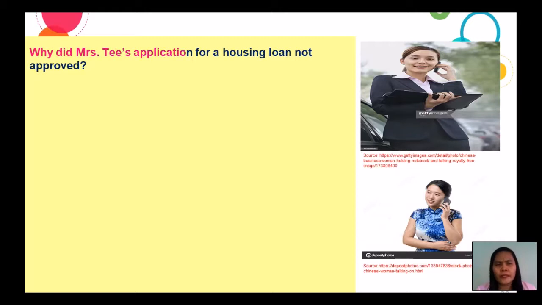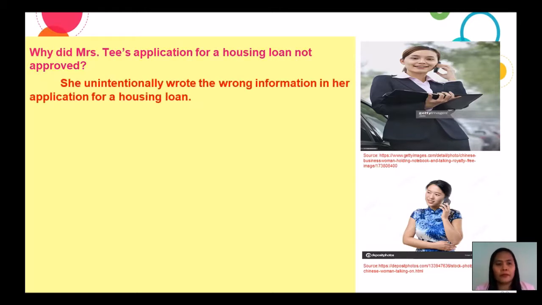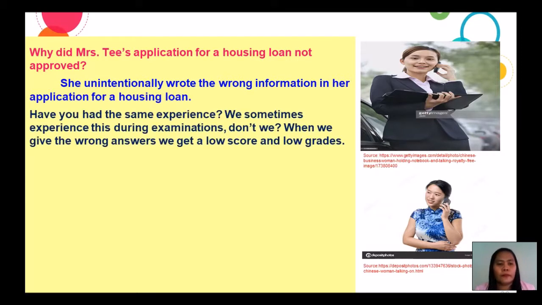Why was Mrs. T's application for a housing loan not approved? She unintentionally wrote the wrong information in her application for a housing loan. Have you had the same experience? We sometimes experience this during examinations, don't we? When we give the wrong answers, we get a low score and low grades.